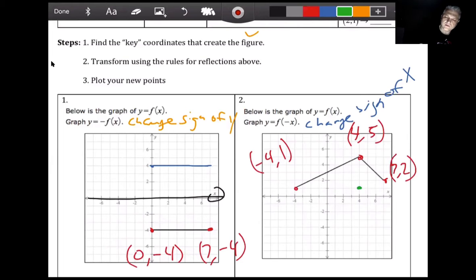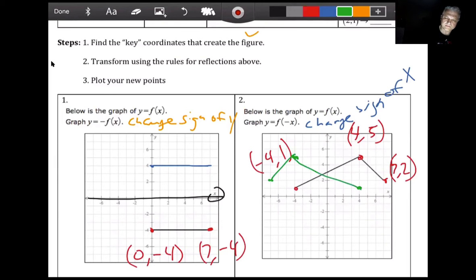Now +4, 5. We're changing the sign of x, so that would be -4, 5. That would be right about here. Oh, a little off. That's a little better. So that point right there. And then finally we've got 7, 2. Change the sign of the x, it's -7, 2. So -7 and up 2 is right there. Okay, we're going to connect the dots.